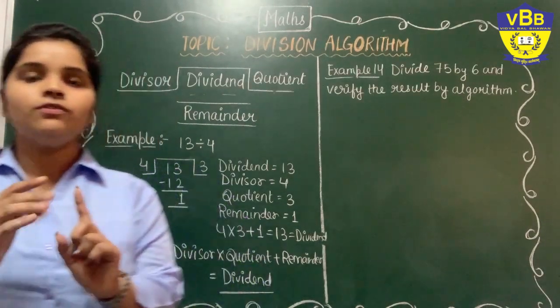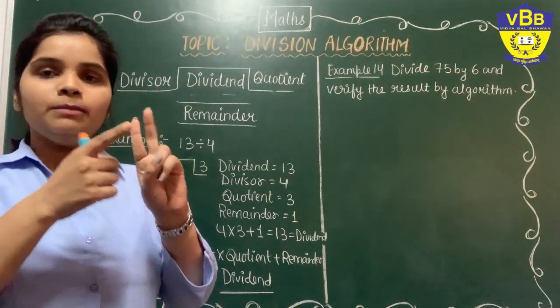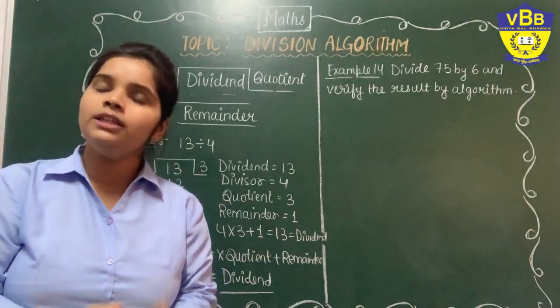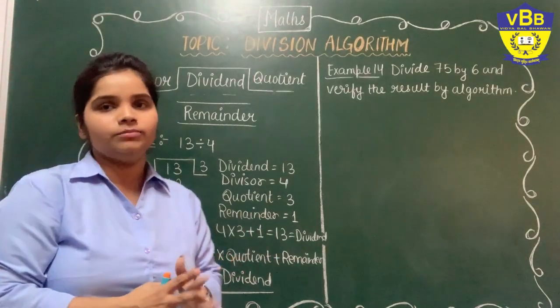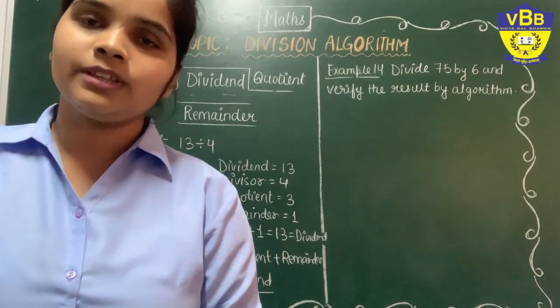Always, when you perform any division, the divisor multiplied with the quotient plus remainder will always give you the dividend. This is the division algorithm. I hope you understand this division algorithm. Okay.